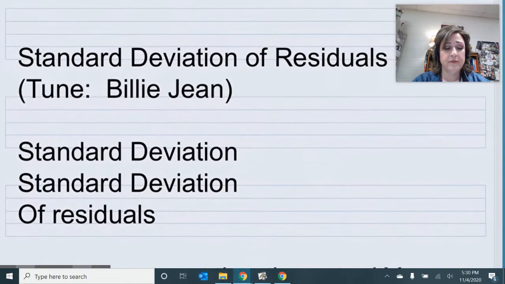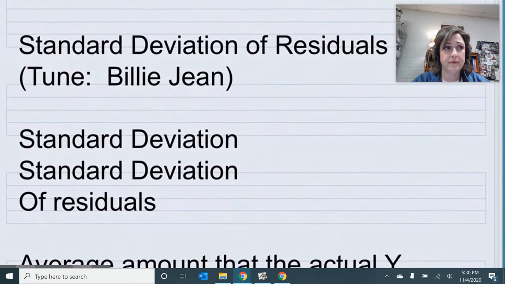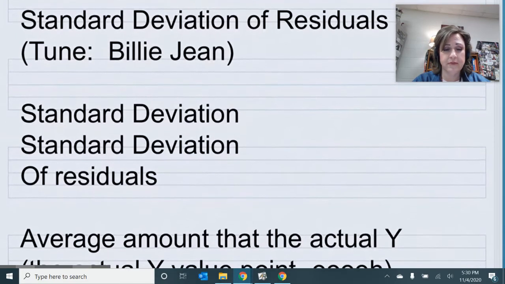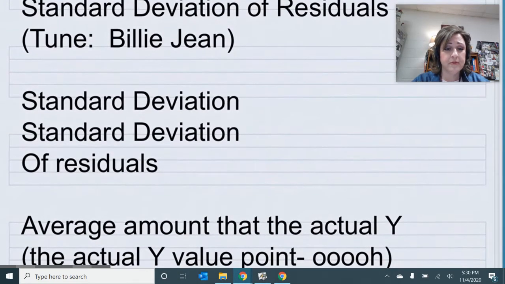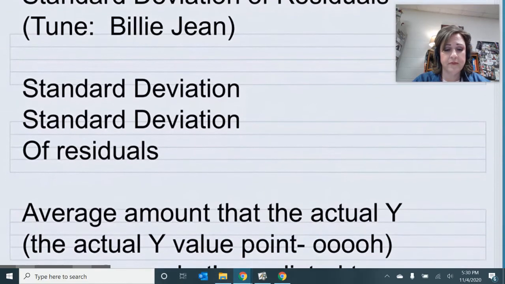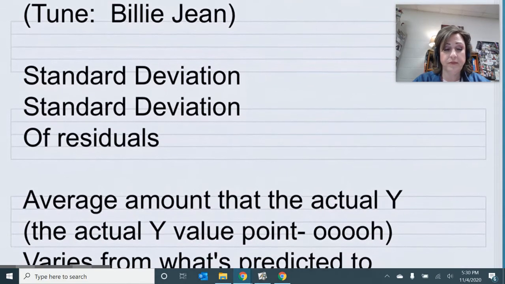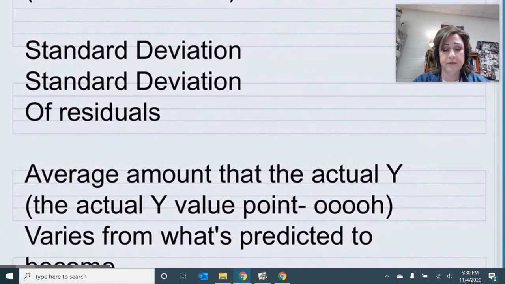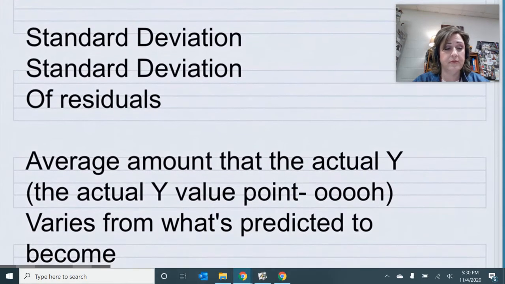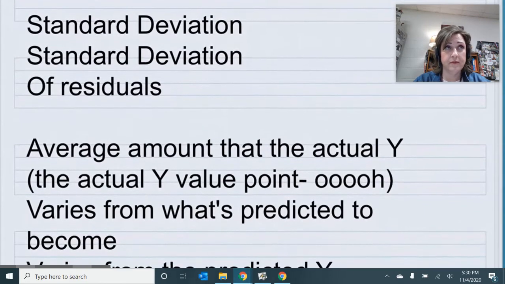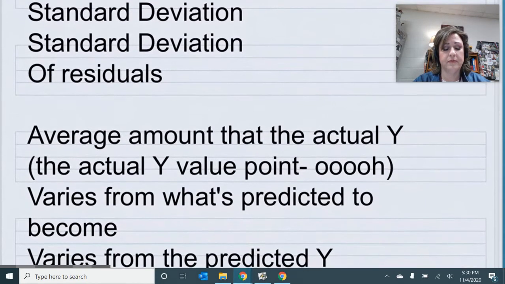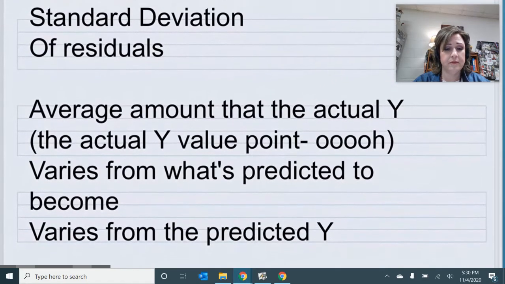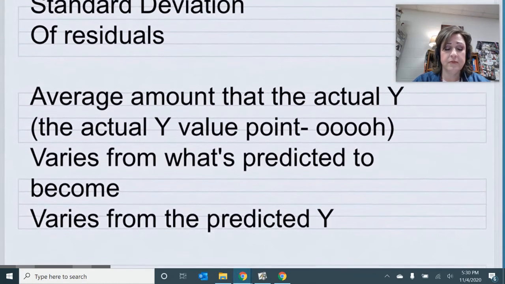Standard deviation of residuals. Average amount that the actual y value point varies from what's predicted to be. Varies from the predicted y.